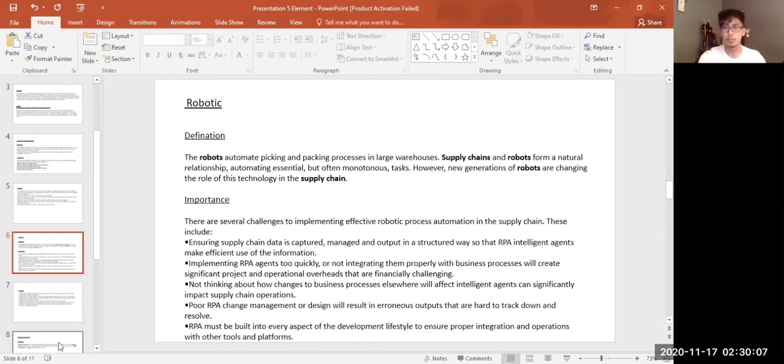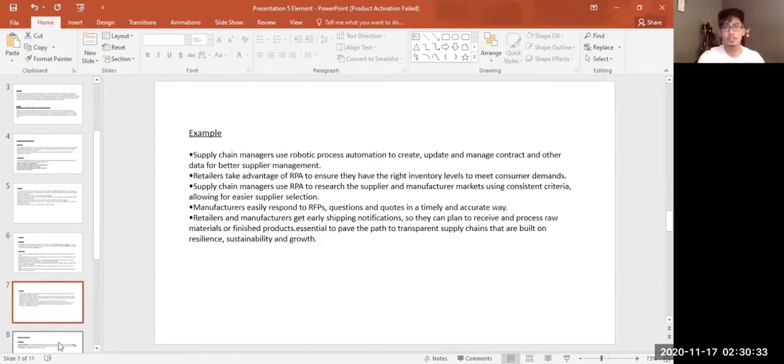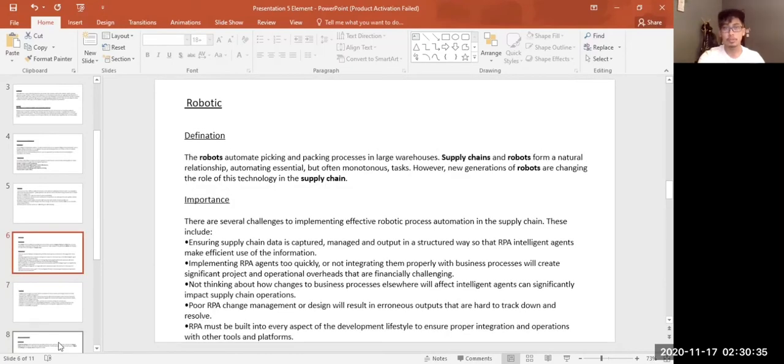Also is robotic. This is number three, robotic. Robotic definition: robots automate picking and packing processes in large warehouse supply chains, and robots by nature automate essential but often monotonous tasks. However, a new generation of robots is changing the role of this technology in the supply chain. What is the importance of robotics? We have five importances.